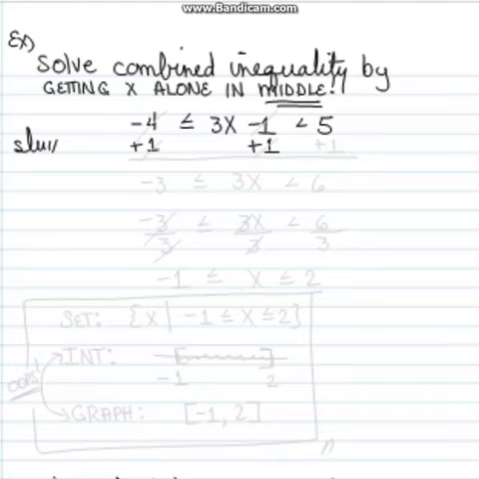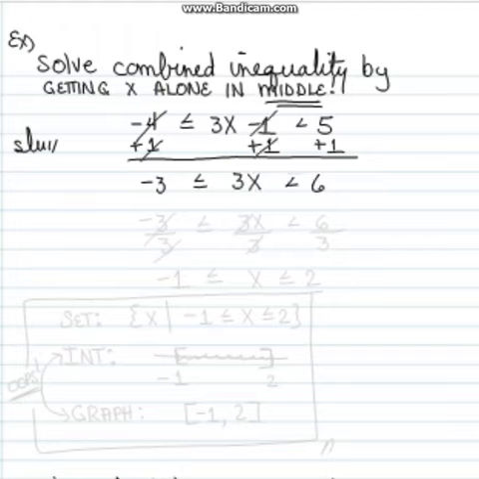So add 1 to all three regions, and we end up with negative 3, bring down less than or equal to 3x in the middle. That's all that's left. Bring down less than 6. Okay, now stare in the middle again. What do we need to do now?